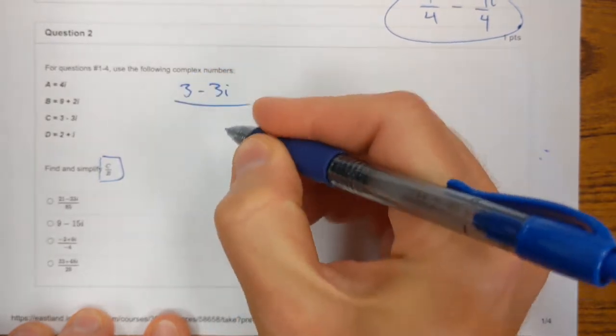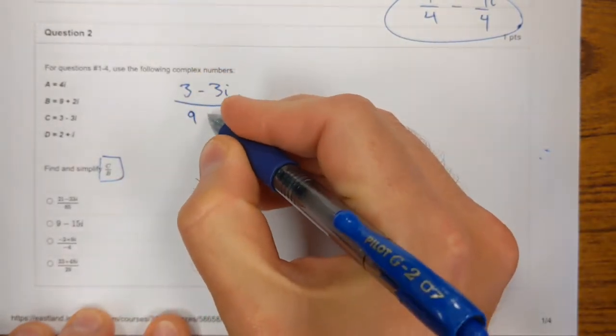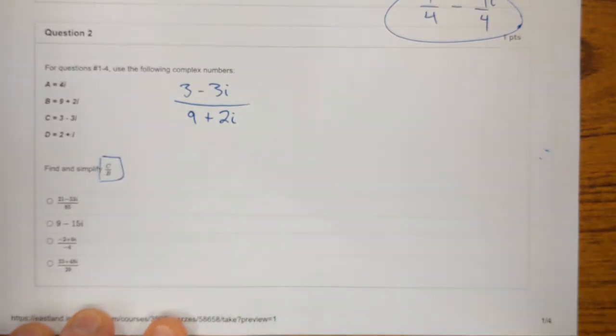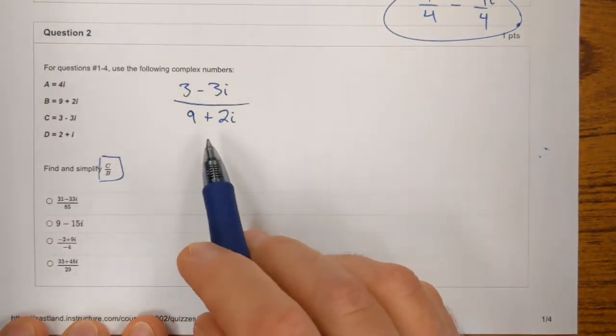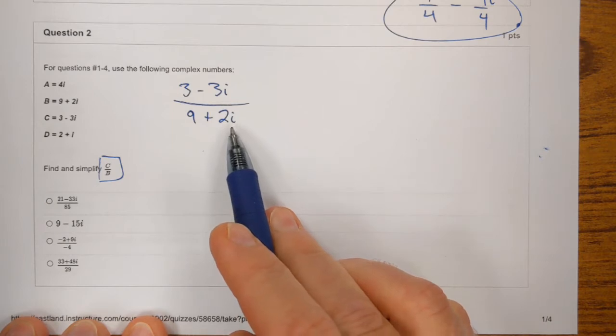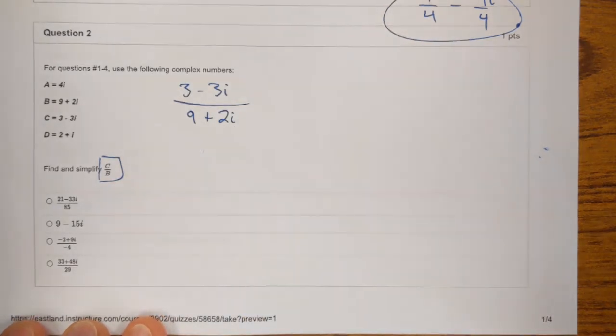3 minus 3i divided by 9 plus 2i. Well, this one's going to be trickier because, again, in order to divide these, we need to get rid of this imaginary i in the denominator of the fraction. And that's easier said than done. How would you get rid of this i?